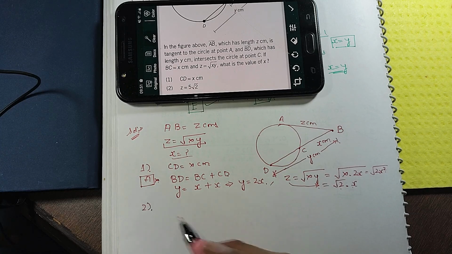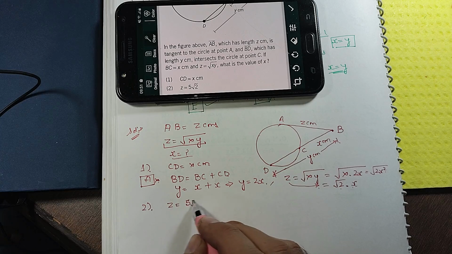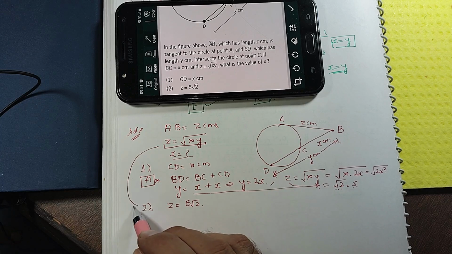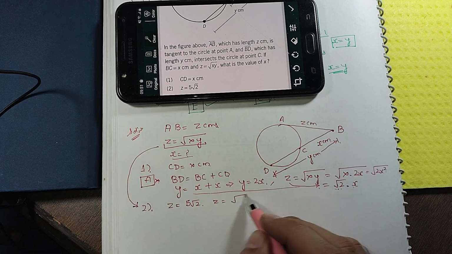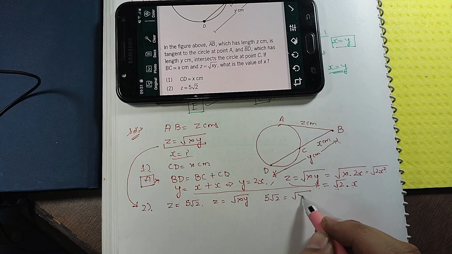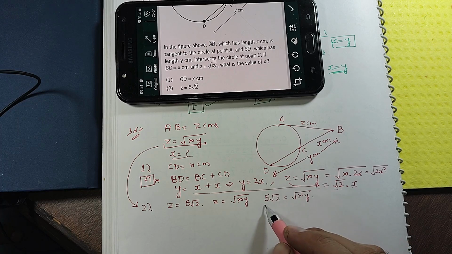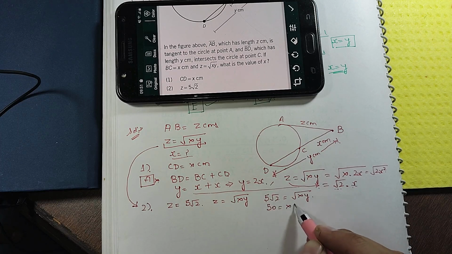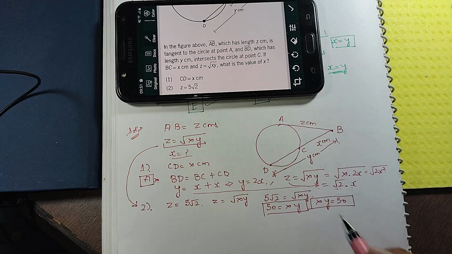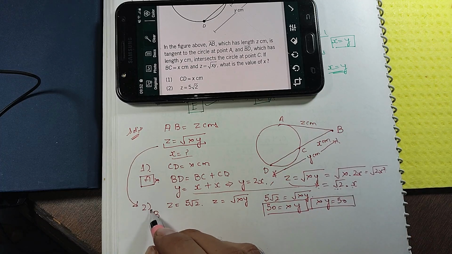Moving to statement 2. Statement 2 tells us that z is equal to 5 root 2. We can't use any of the data from the previous statement. We just know that z is equal to under root of xy. This means that 5 root 2 is equal to under root of xy. Squaring both sides, we get 25 into 2, 50. So we get 50 is equal to xy, or xy is equal to 50. So statement B is also not sufficient to give us the value of x.